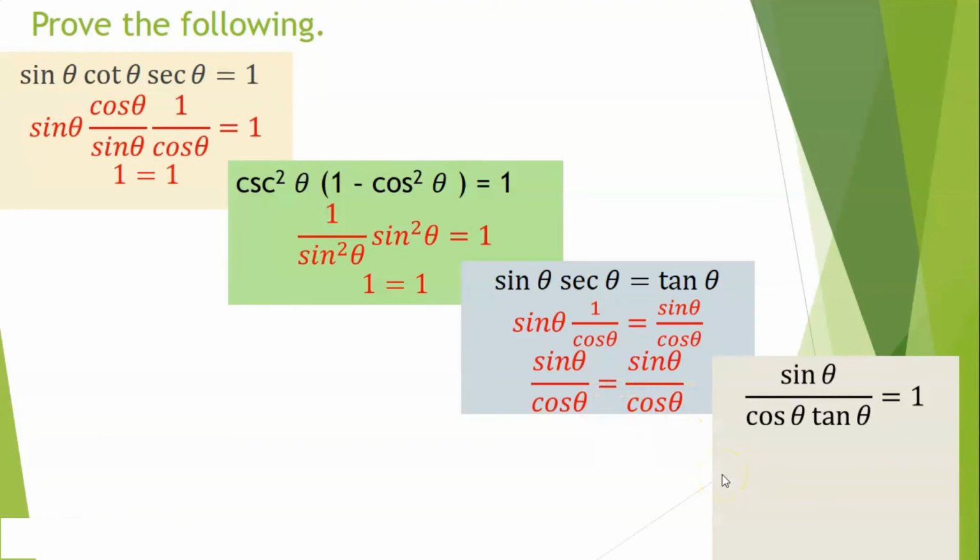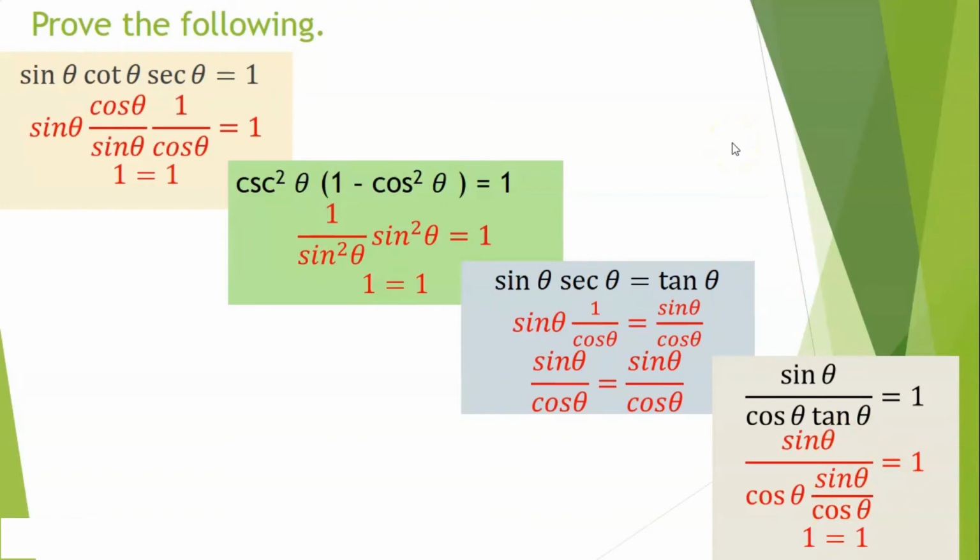One last. Sine theta divided by cosine theta, times tangent theta, is equal to 1. For sine and cosine, we will have that as is. For tangent, using the quotient identity, it is sine over cosine. In this case, we cancel cosine and cosine. We cancel sine and sine, so therefore we will end up with 1.